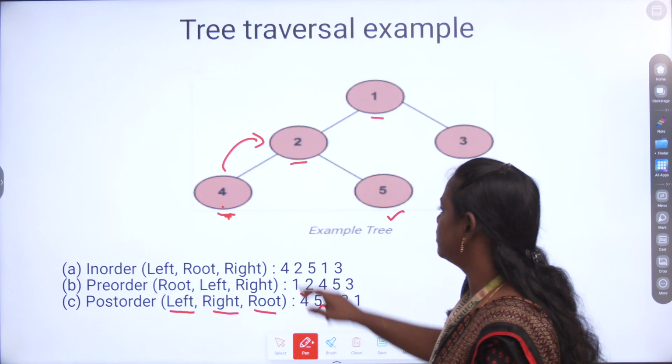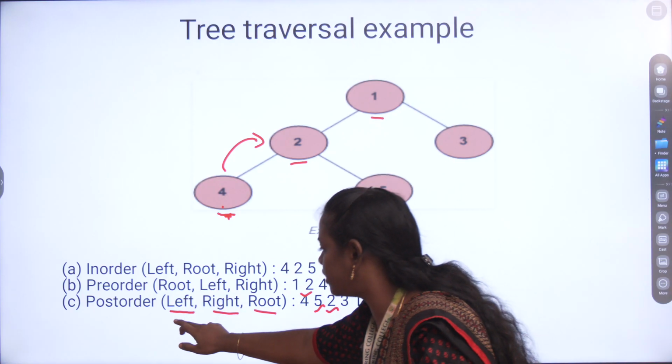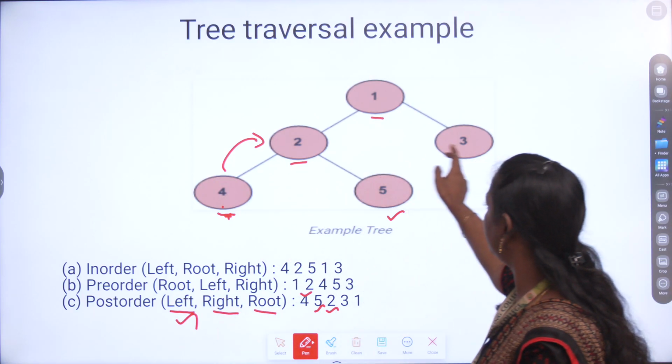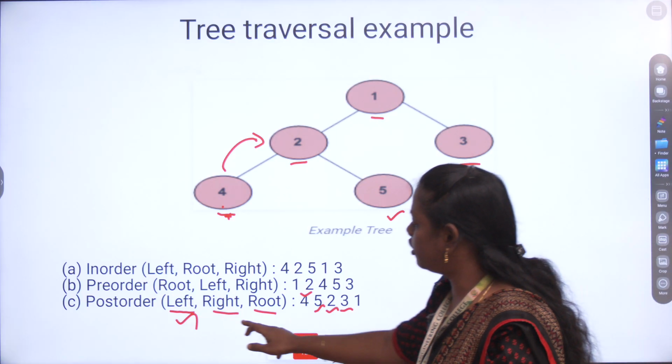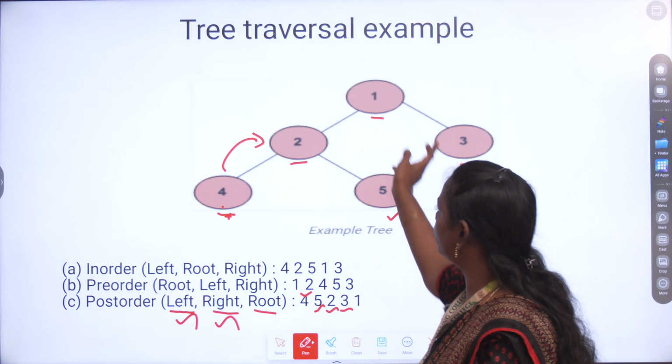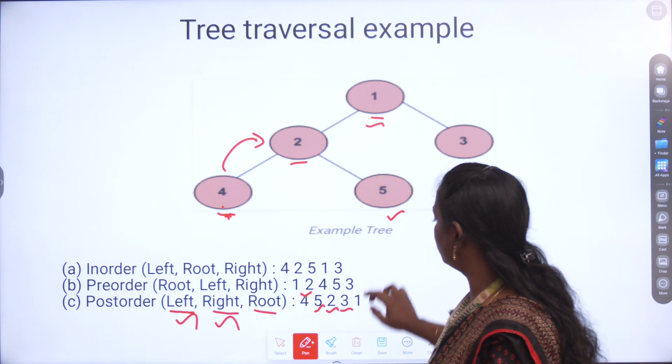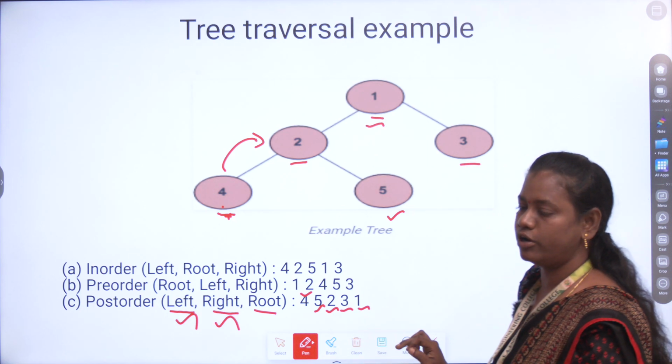So root is visited. After visiting all the nodes in the left side, I need to go to the right side. In the right side, I am going to visit the next node, that is 3. After visiting all the nodes in the right side, I need to go to the root node. Then the root node is 1. This is the order you need to visit.